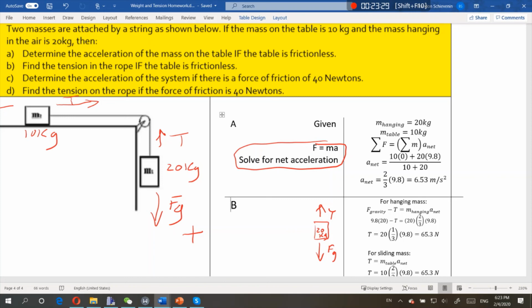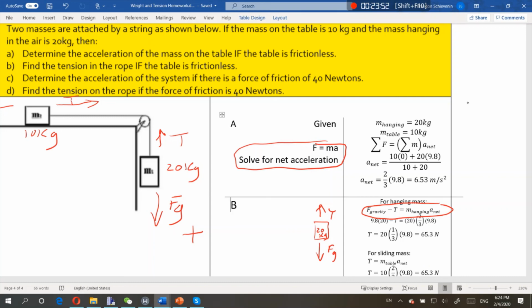Okay, so going back to this one, if I'm looking only at the hanging mass, my hanging mass is 20 kilograms. I've got a force of gravity here, 9.8 times 20, minus my force of tension, which should be equal to my total force. So that's 20 kilograms times my net acceleration, 2/3 of 9.8. And if we solve for tension, I get 65.3 newtons.